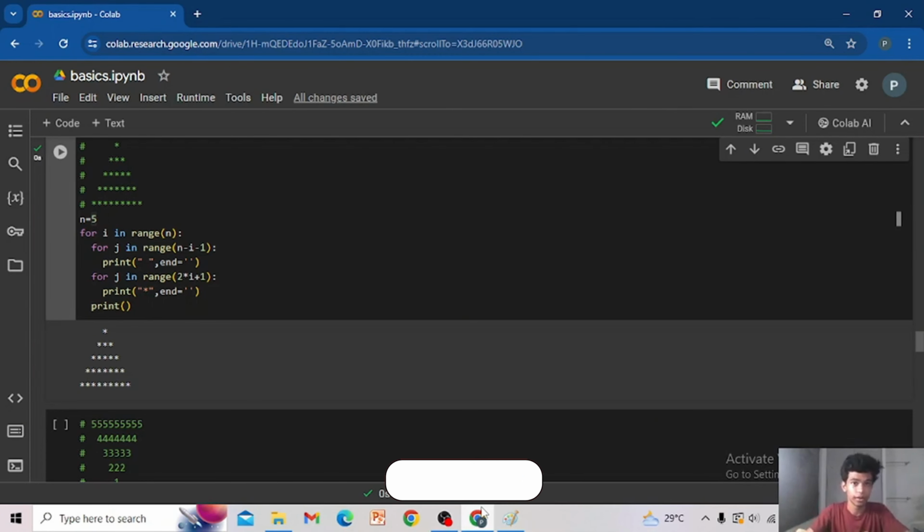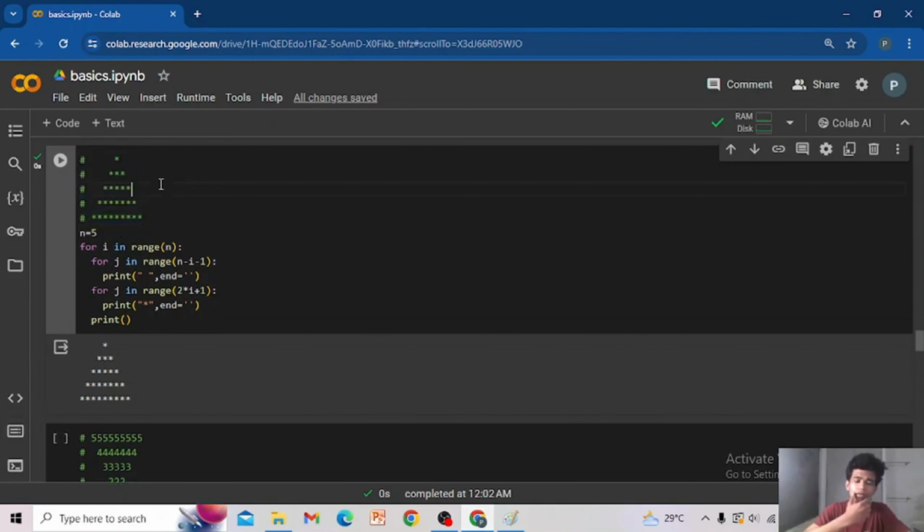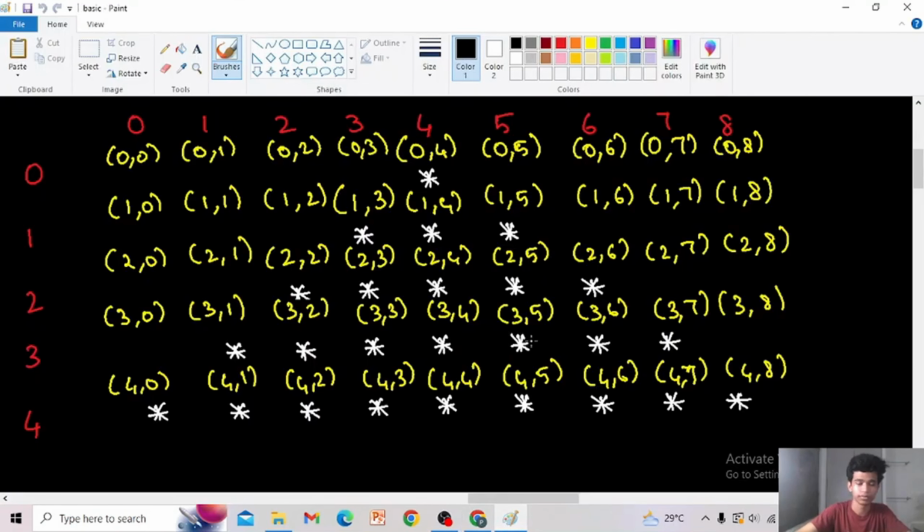In this video, we are going to see some pyramid patterns and how to make a diamond pattern from a pyramid pattern. Okay, just see here. This is a pyramid pattern. Now, if I give an input as 5, I want to print 5 rows of pyramid pattern. Let us write the row column configuration first. See here, this is the row column configuration.